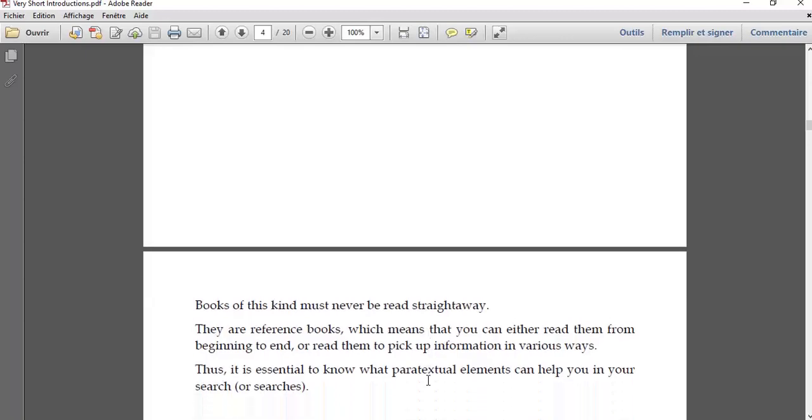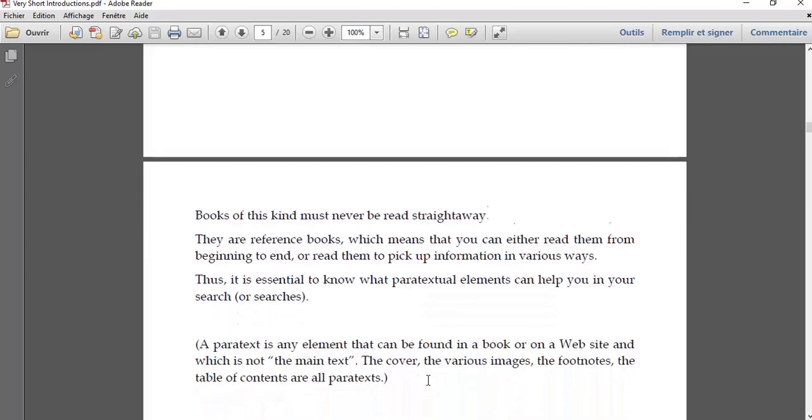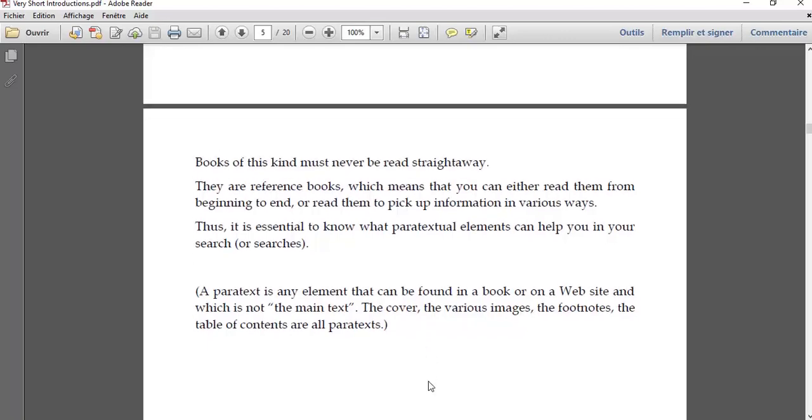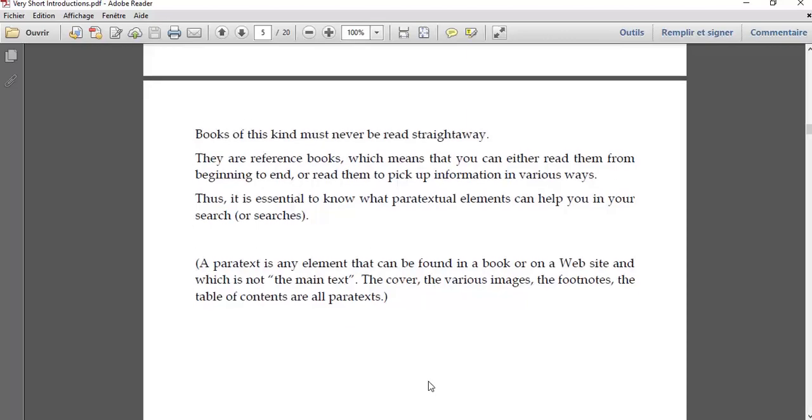Now, books of this kind, and by this I mean Witchcraft by Malcolm Gaskill or any other book from the very short introduction collection, must never be read straight away. They are reference books, which means that you can either read them from beginning to end or read them to pick up information in various ways. Thus, it is essential to know what paratextual elements can help you in your search or searches.